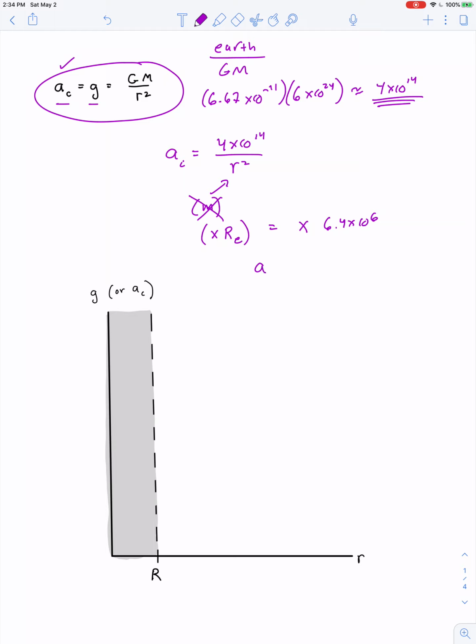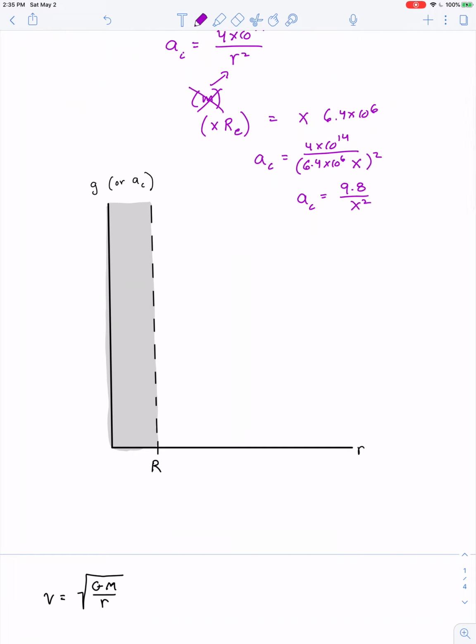So we could have centripetal acceleration is 4 times 10 to the 14th divided by (6.4 times 10 to the 6th x) quantity squared. Of course, when you work this out, you just get centripetal acceleration is equal to 9.8 over x squared. So if we let x equal 1, then we mean 1 Earth radius. If we let x equal 2, we're talking about 2 Earth radii, 3 Earth radii, 4 Earth radii, and so on.